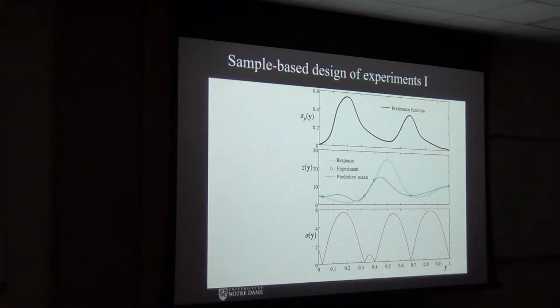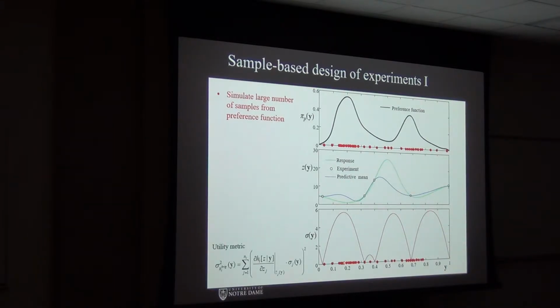So how is this performed? You start by simulating a really large number of samples based on your preference function. Then, based on your utility metric, you keep only the samples that correspond to a higher value of the utility metric. In other words, those that are in regions where you think that you have a high prediction error to start with. And then these are your candidate experiments.